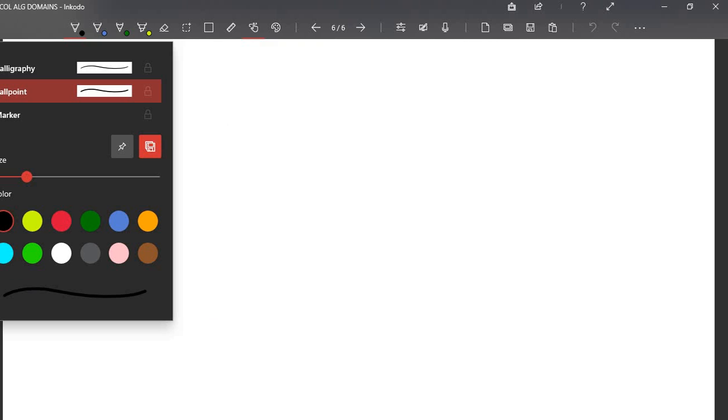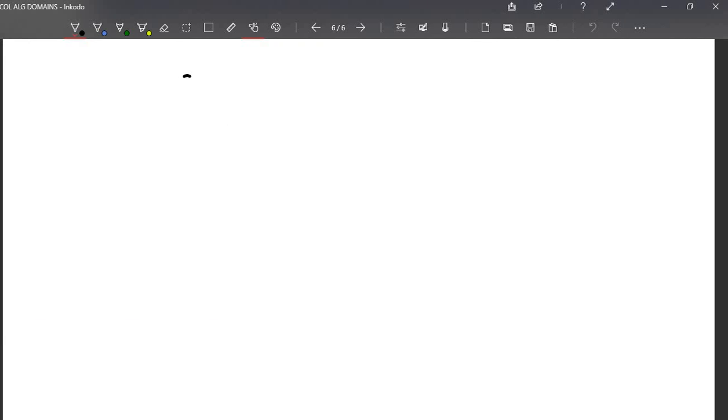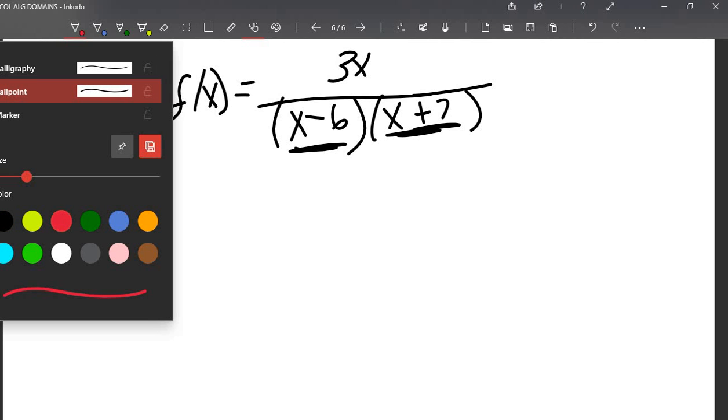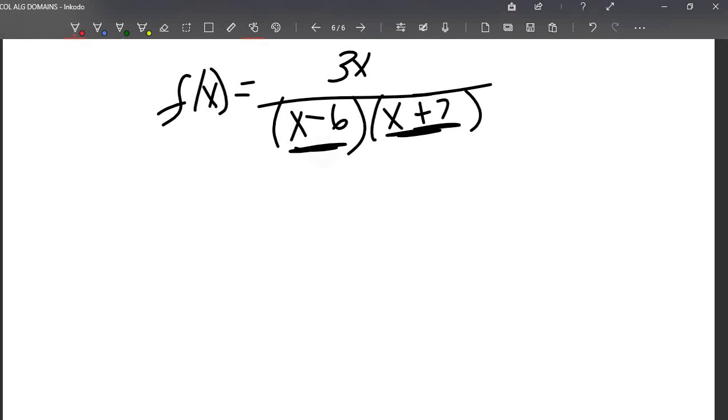Let's look at this one. Let's say f of x is equal to 3x over x minus 6, x plus 7. All right. Now, there are 2 binomials. Since there are 2 binomials, there are 2 values for x that I can't have. According to this one, x cannot be a positive 6. x cannot be a negative 7. Remember, the signs are just opposite.